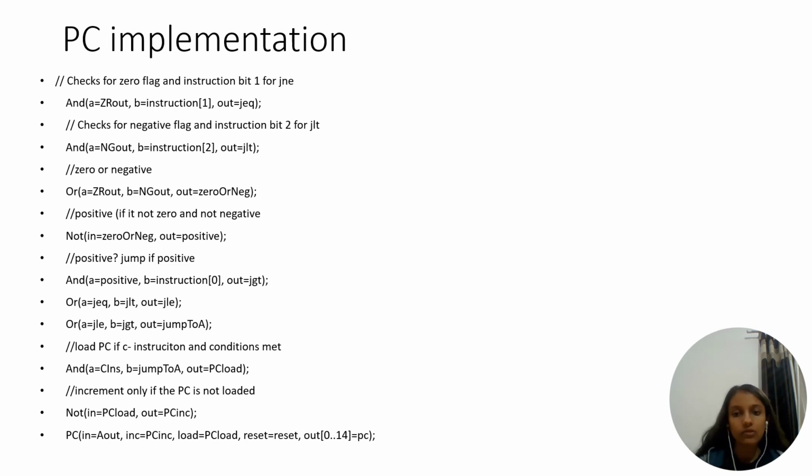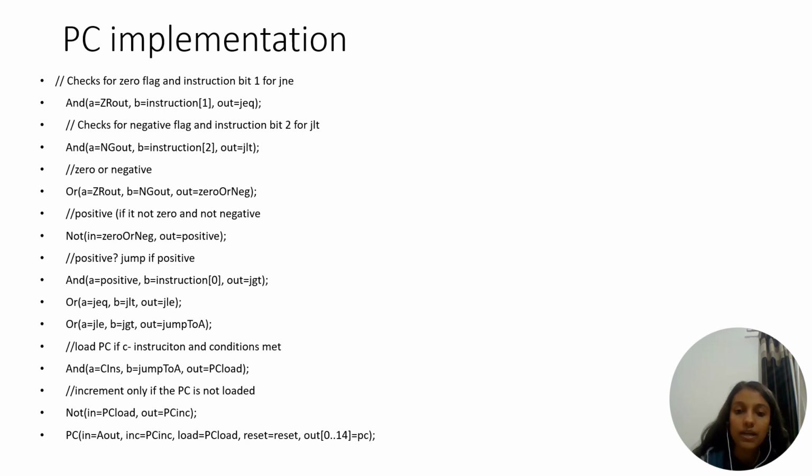Finally, we are coming to the PC implementation. It basically works to fetch the next instruction and jump according to the condition given in the program. So here we can see the first AND gate is being used to check the zero flag and instruction bit 1 for JEQ, meaning instruction 1, which is our jump 3, as we have seen in the 16-bit instruction. Our third jump should be on and our ZR out will be taken as input in it, and it will give the output jump if equal to.